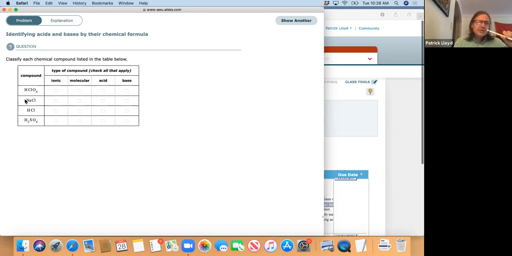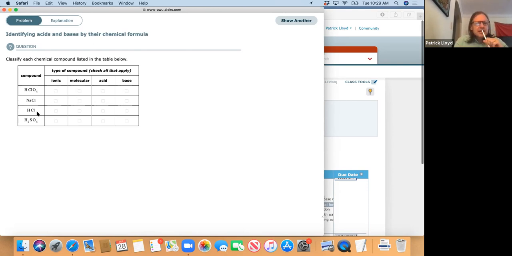Sodium chloride. Okay, well, sodium, you have a metal with a non-metal, so that's an ionic compound for sure. It doesn't have any hydrogen, so it's not an acid. It doesn't have a nitrogen, and it doesn't have an OH, so it's not a base. So this one is not an acid or a base. It's not molecular, right? Molecular is considered the opposite of ionic, where you have no metals, no ions. This is an ionic compound.